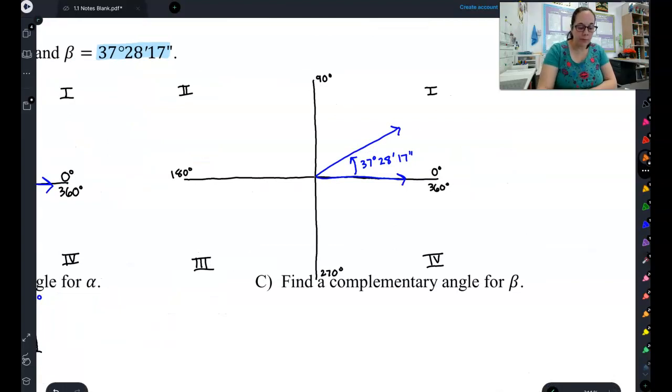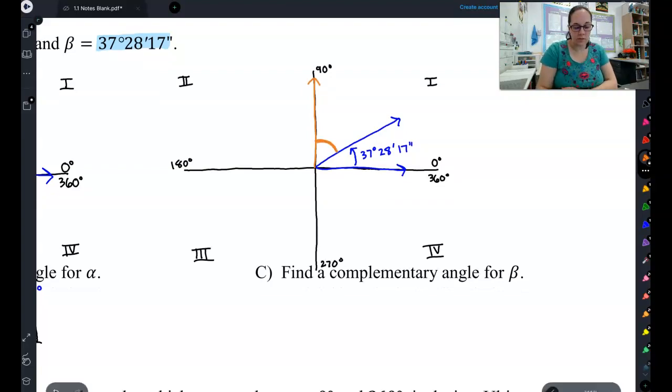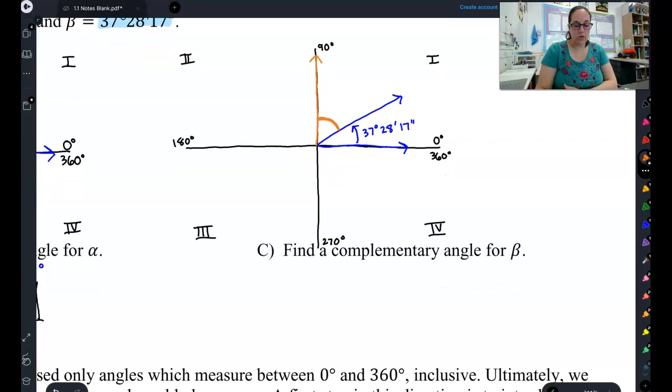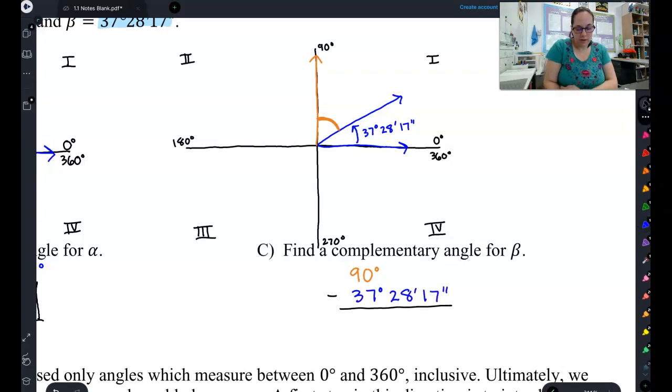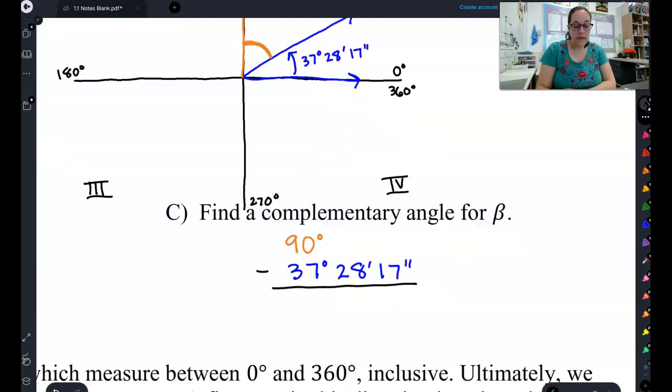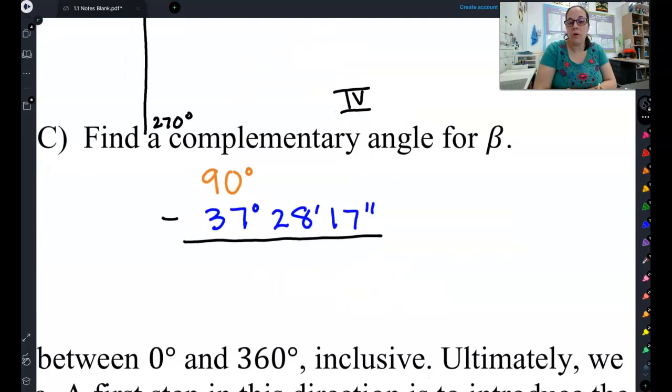Remember, complementary should add up to 90. So this time I'm looking for this angle to get me the rest of the way up to my right angle. So the easiest way to do that is to do 90 degrees minus the angle I've got, and we're going to subtract. Now this is a very interesting problem. Notice I specifically stacked them this time, kind of like old school elementary subtraction.